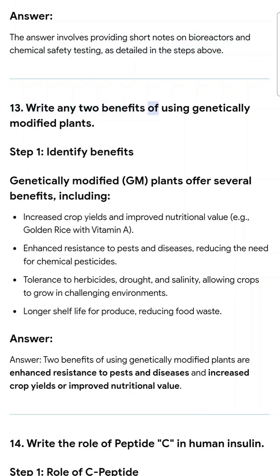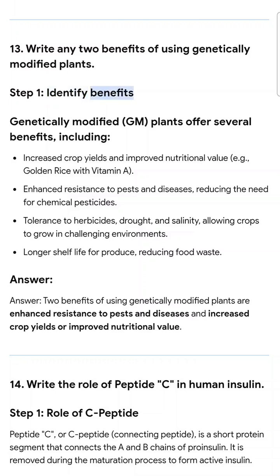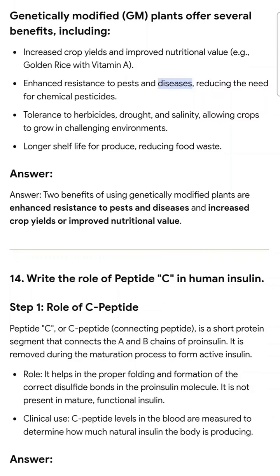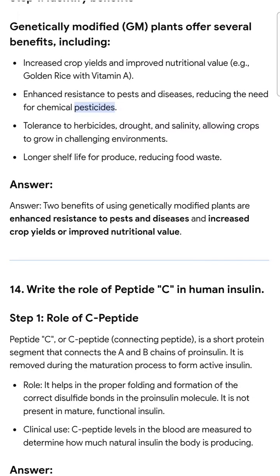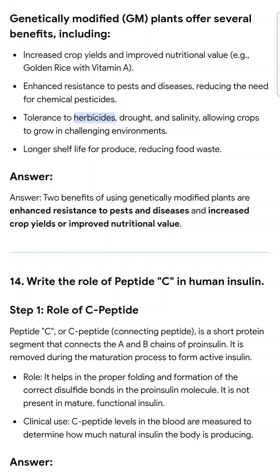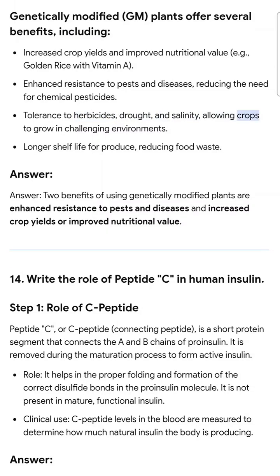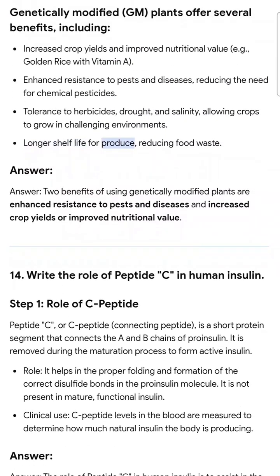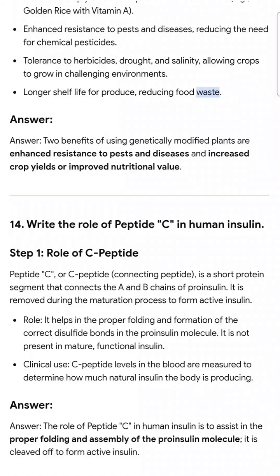13. Write any 2 benefits of using genetically modified plants. Step 1. Identify benefits. Genetically modified (GM) plants offer several benefits, including 1. Increased crop yields and improved nutritional value, e.g., golden rice with vitamin A. 2. Enhanced resistance to pests and diseases, reducing the need for chemical pesticide. 3. Tolerance to herbicides, drought, and salinity, allowing crops to grow in challenging environments. And 4. Longer shelf life for produce, reducing food waste.